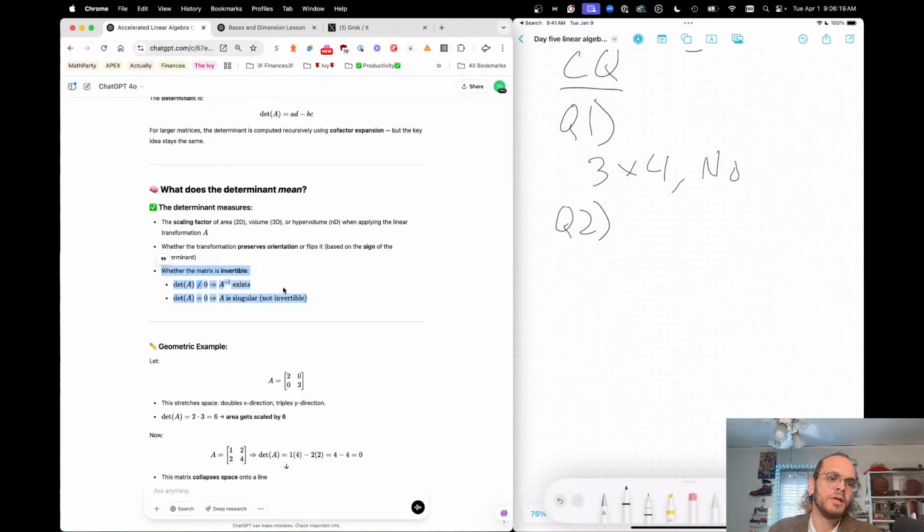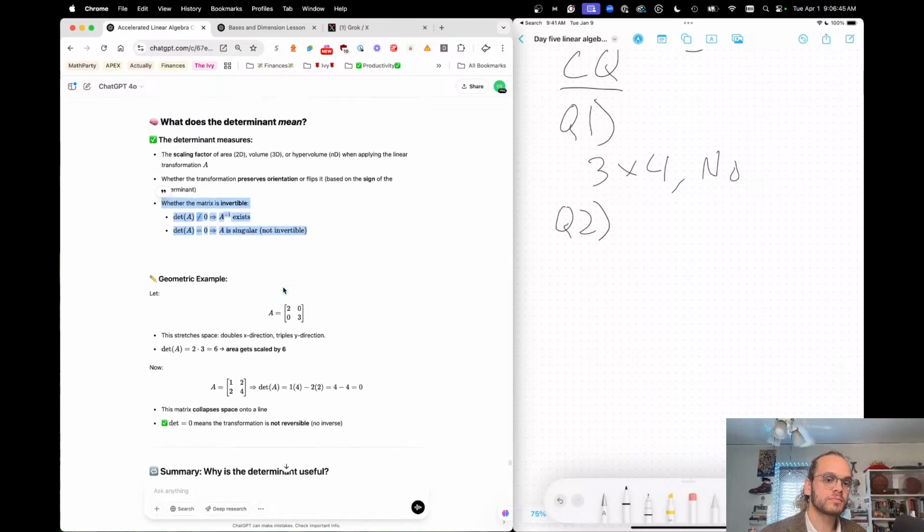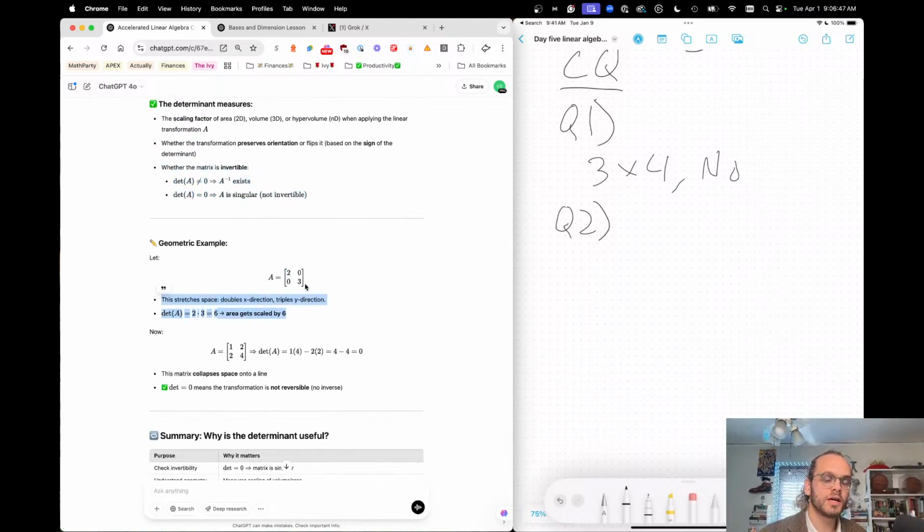So you can't find the inverse of a matrix if the determinant is 0. Why? There's the formula, but if the determinant is 0, A is singular. It's not invertible. I'm sort of getting this.